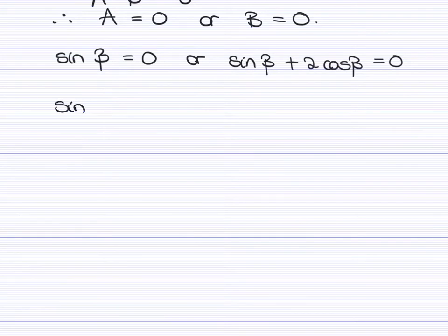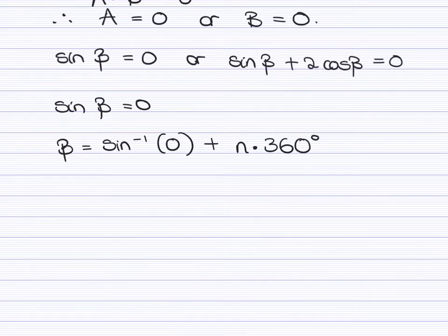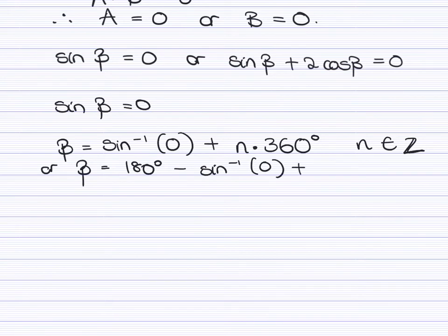Let's take the sine beta that's equal to 0 and find the general solution for that. What are you going to do? You're going to say inverse sine both sides, okay? Inverse sine 0 plus n multiplied by 360. Okay, this time n is an integer. All right. Or beta equals 180 degrees minus your inverse sine 0 plus n multiplied by 360, n being an integer. Okay.